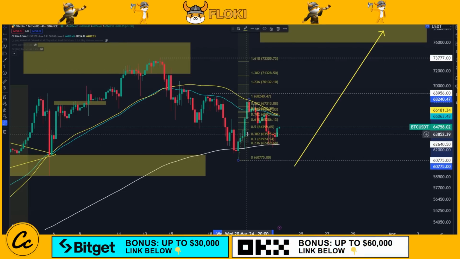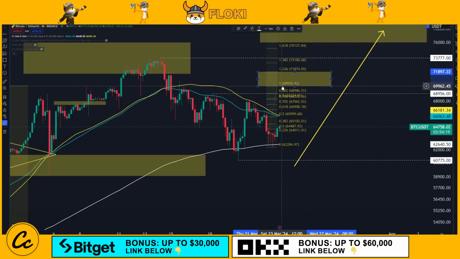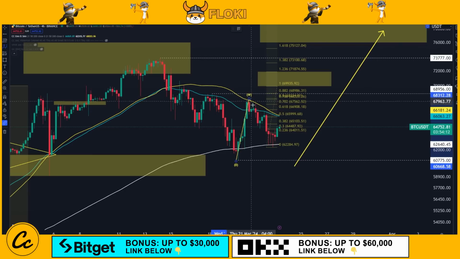BTC. Now, as we put our Fibonacci retracement tools on, we can see that we do have the ability for Bitcoin to have a continued breakout to the upside, looking for the $69,900 to $71,800 range under, again, a three-wave correction pattern to the upside.